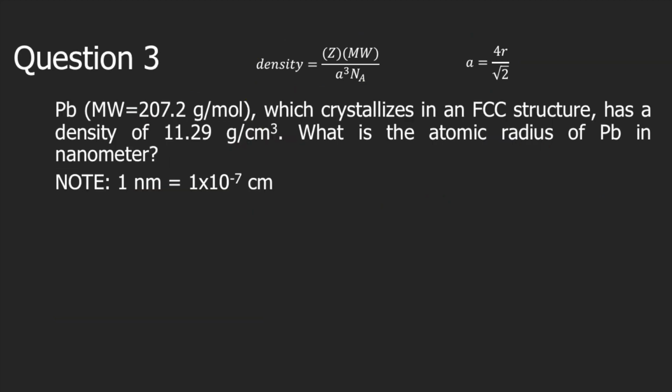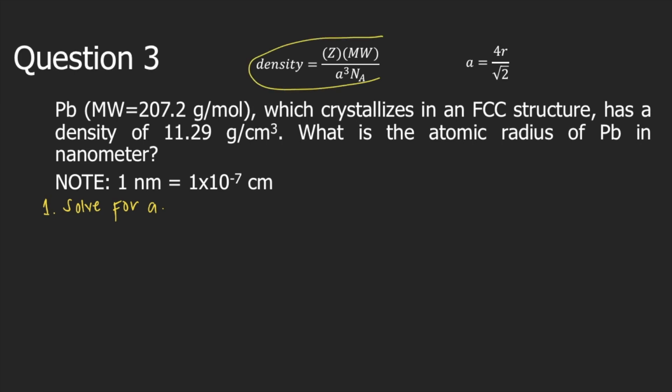Question 3, again, you can try solving this on your own, so you can pause the video and get back if you have an answer. Lead, which crystallizes in an FCC structure, has a density of 11.29 grams per cubic centimeters. What is the atomic radius of lead in nanometers? Note that 1 nanometer is equal to 1 times 10 raised to negative 7 centimeters. There are 2 steps in solving this problem, and step number 1 is to solve for the edge length, or A.